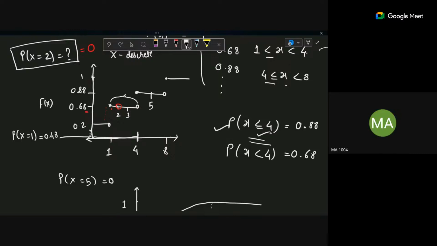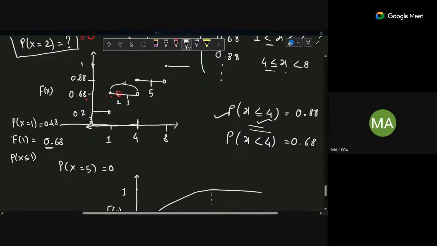Yes. But if the same question changes to F of 1, then is it 0.2 or 0.68? 0.68, right? Why? Because 1 has to be included. Because of the definition of CDF, probability x less or equal to 1. If you say 0.2, it's the probability x less or equal to x, where small x is strictly less than 1.